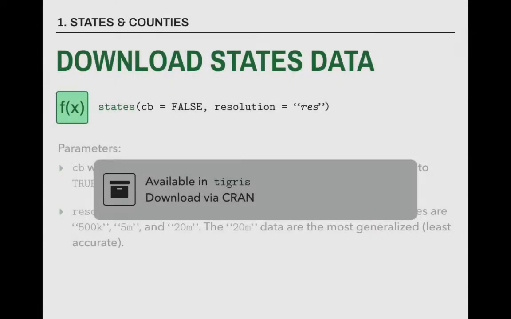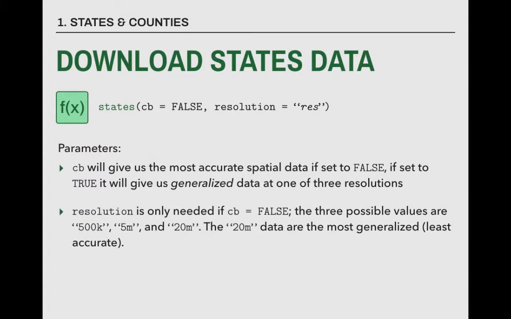I want to talk about accessing states data first. What's great about Tigris is that all of the functions are named after the type of geography that you're downloading. So for example, the states data is downloaded using the function states. All of the functions share a common set of parameters and arguments, which makes working with them easy. The states data has two that we'll focus on today. One is CB, and the CB argument for all of the functions in Tigris is a determination about whether the data should be generalized or not.